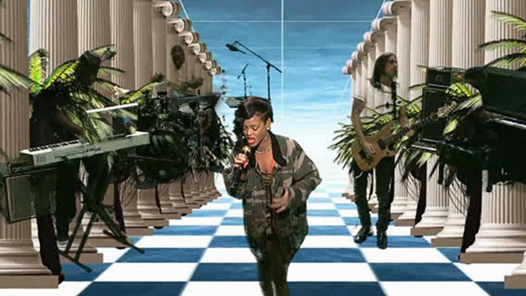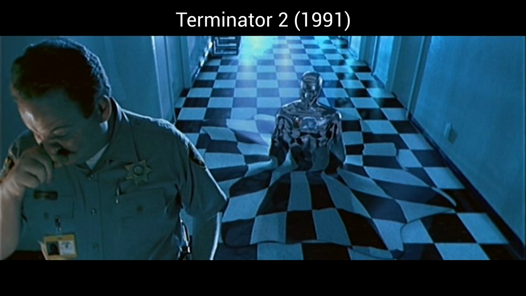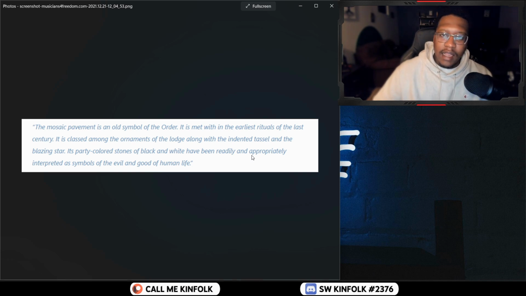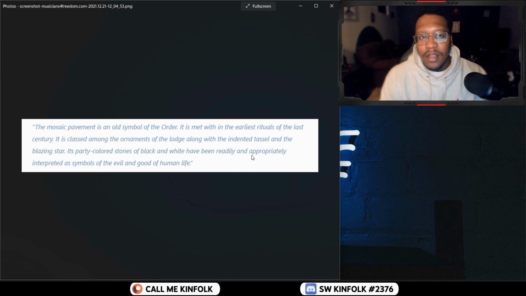So the mosaic pavement is an old symbol of the order. It is met within the earliest rituals of the last century. It is classed among the ornaments of the lodge along with the indented tassel and the blazing star. Its partly colored stones of black and white have been readily and appropriately interpreted as symbols of the evil and good of human life. So basically the ideology behind the Masonic Checkerboard is maintaining a balance of evil and good in life.